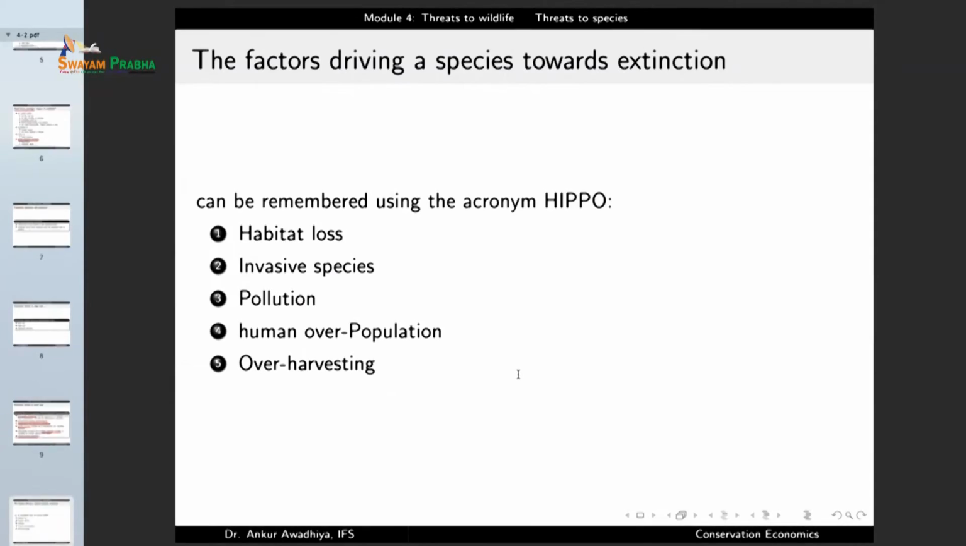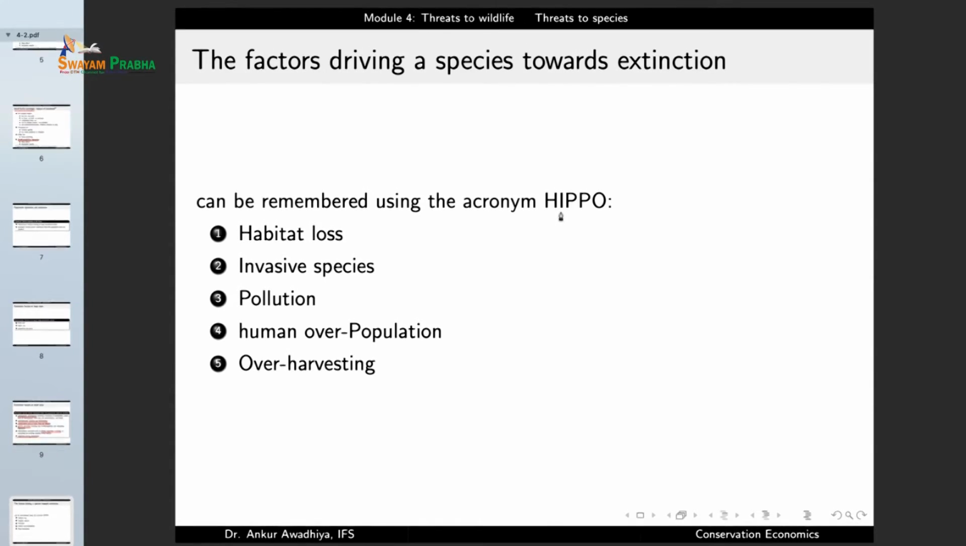Now, the factors that drive a species towards extinction can very easily be remembered using this acronym HIPPO. The first H refers to habitat loss. So the habitat is getting lost, and if a particular species does not have suitable habitat, it will not have a place to live, and this factor will push the species towards extinction.